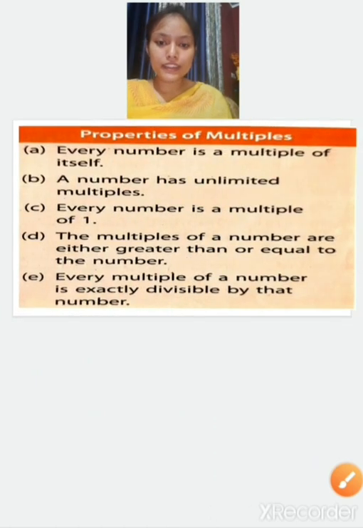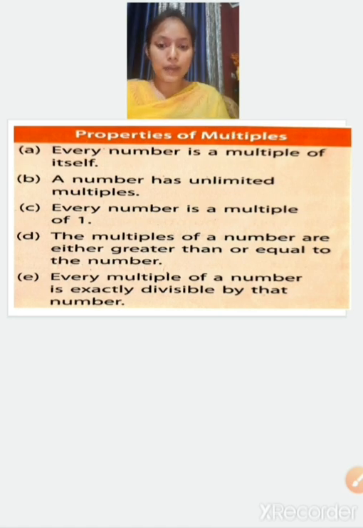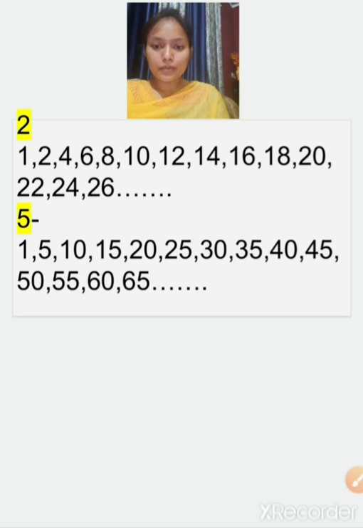Now let's take the other one. These are the properties of multiples. Every number is a multiple of itself. A number has an unlimited number of multiples. Every number is a multiple of 1, and every multiple of a number is exactly divisible by that number. So these are the multiples.